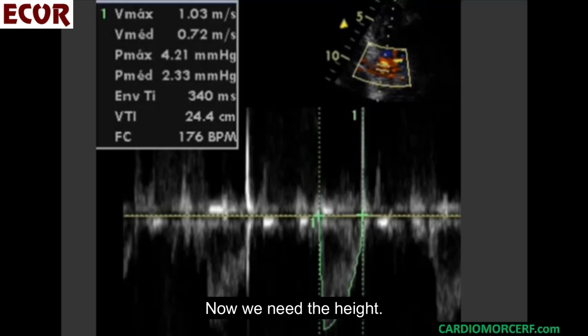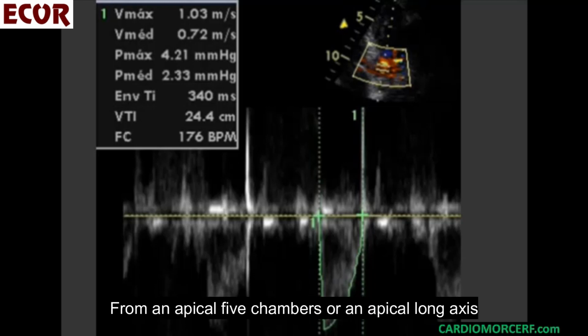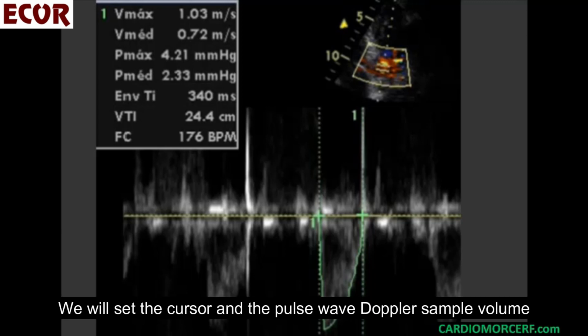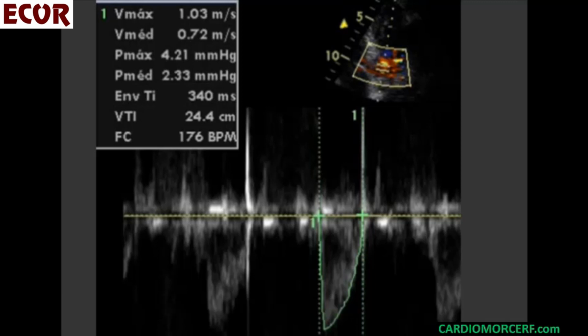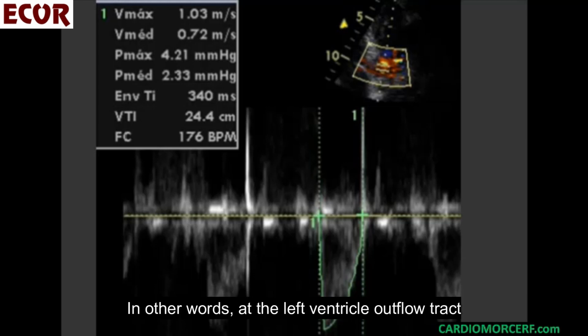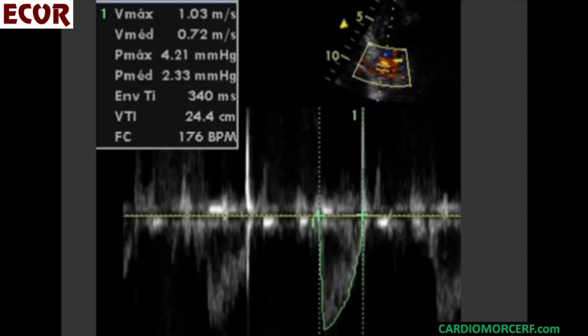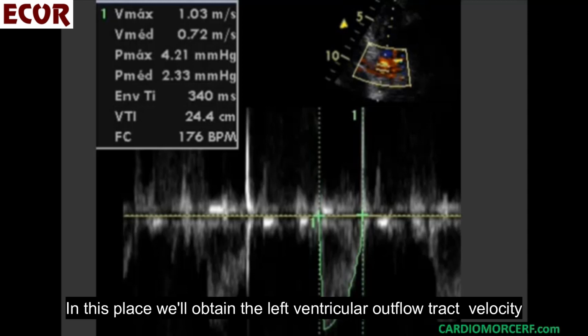Now we need the height. From an apical 5 chambers or an apical long axis, we will set the cursor and the pulse wave Doppler sample volume right where we measured the area. In other words, at the left ventricular outflow tract, right close to the aortic cusps. In this place, we obtain the left ventricular outflow tract velocity.